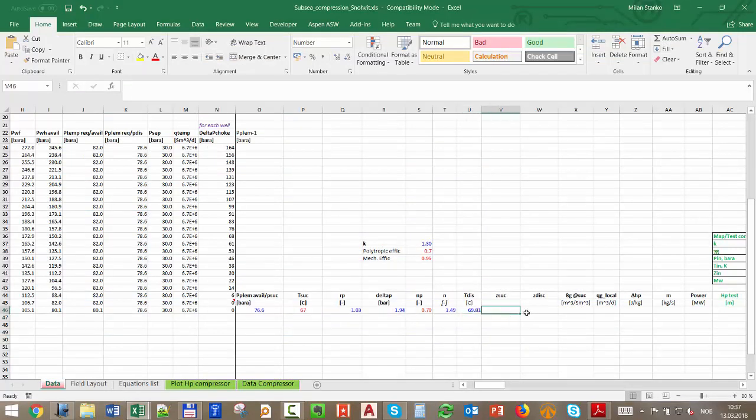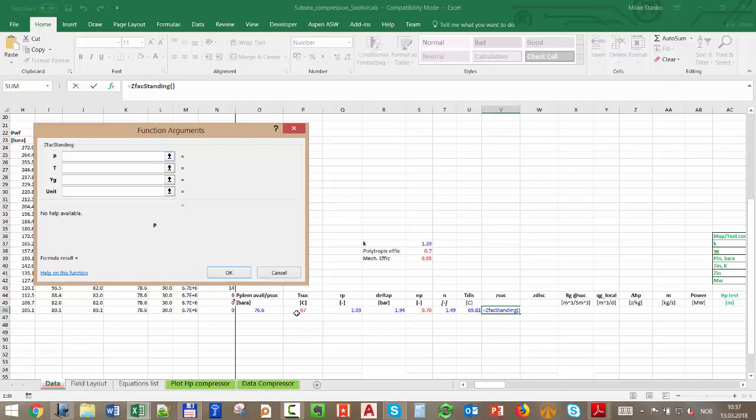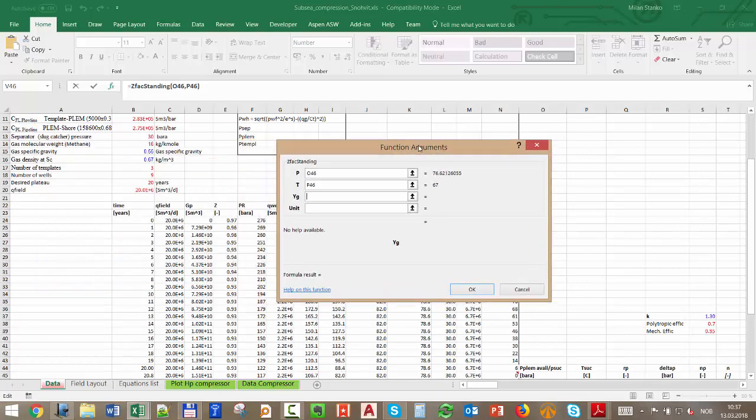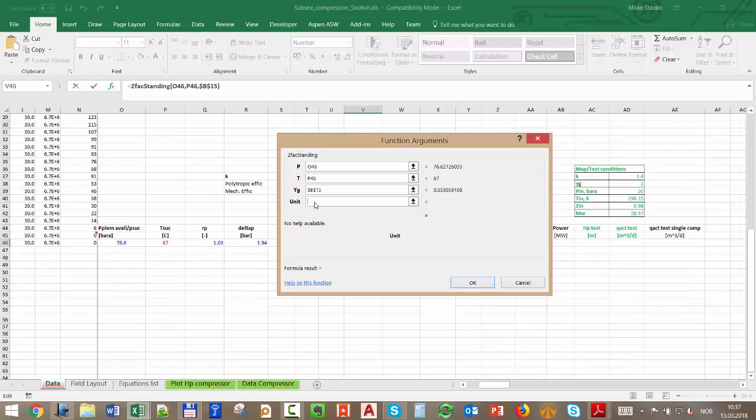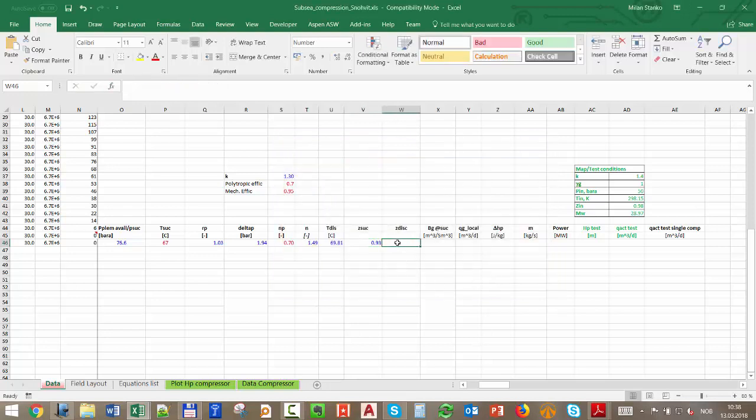For the C average, I have this equation that you also used, C fact standing. And this one needs the pressure at the suction. Pressure at the suction is this one. Temperature at the suction is this one. Specific gravity of the gas, this one, and I have to block it. And unit is number 2 because it's SI metric. Once more, CFAC standing.